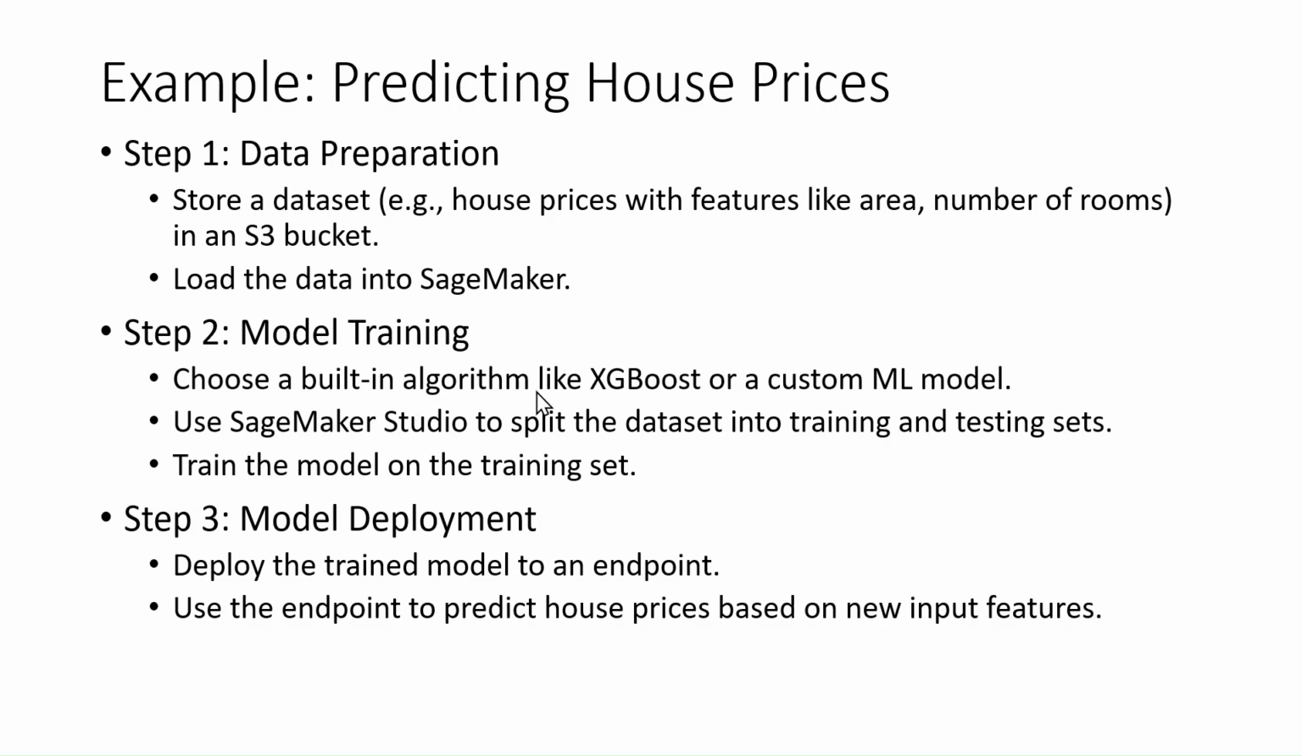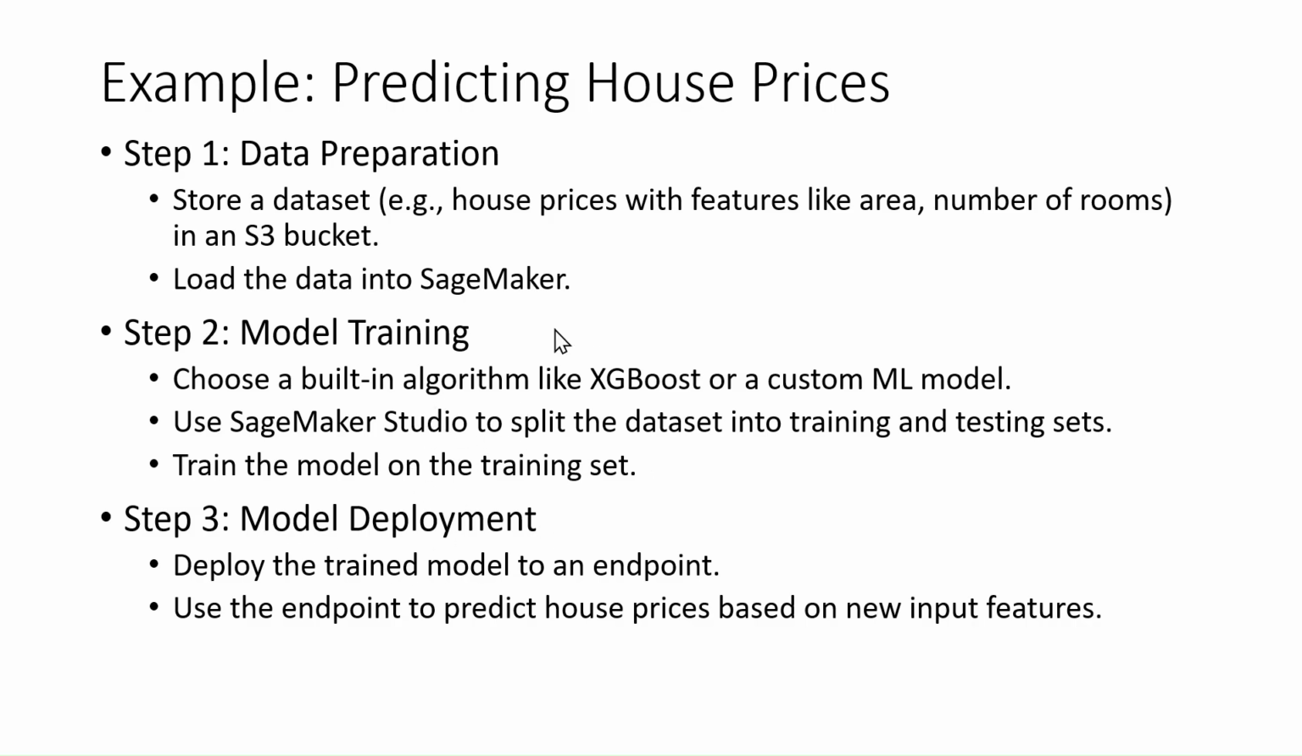So choose the built-in algorithm. If you have a custom algorithm, you can go with it, or else you can choose by looking into the descriptions of the algorithms: why it is used, why this algorithm is being used. Based on that, we can go with predefined algorithms, also XGBoost or the custom model. Use SageMaker Studio to split the data set into training and testing sets. Train the model on the training set. Okay, so this is completely related to building our own algorithm and training the model.